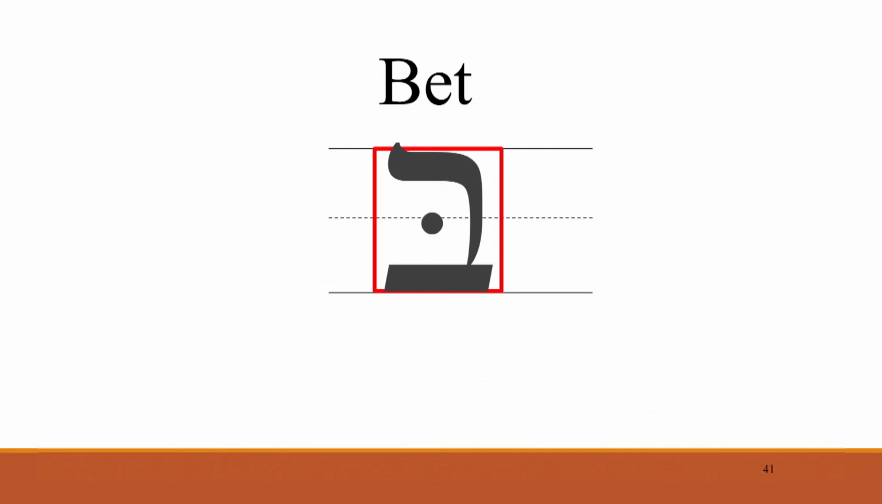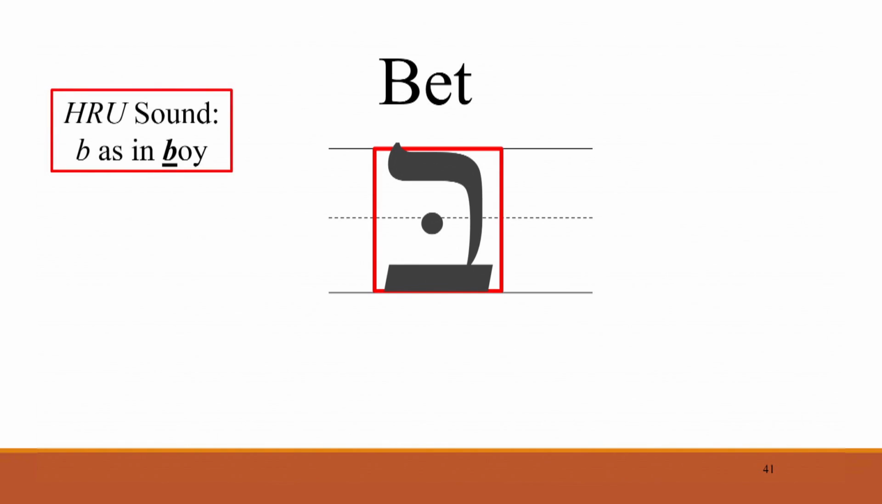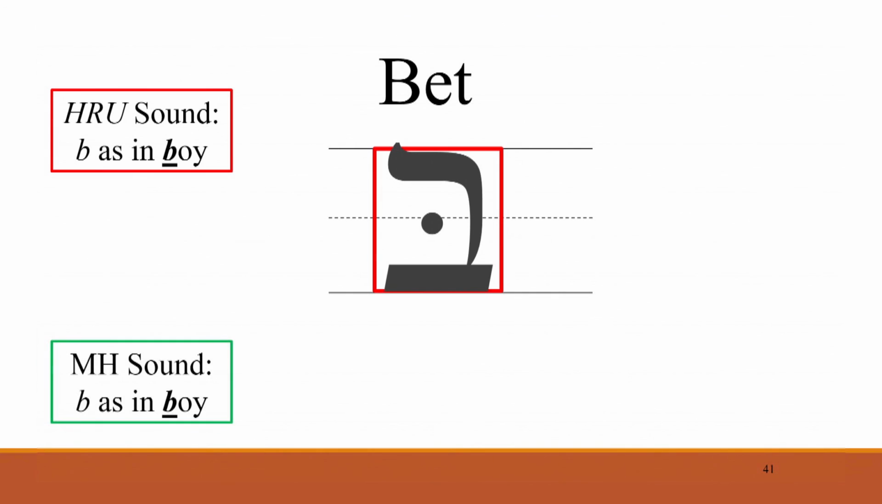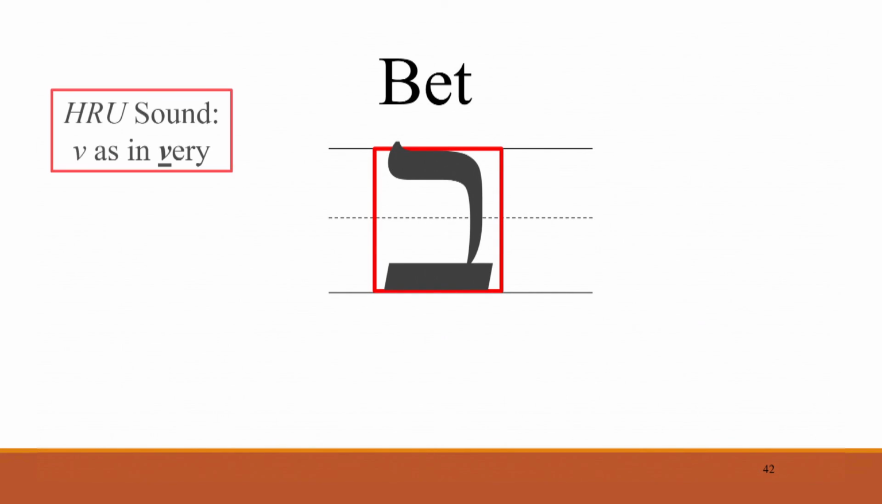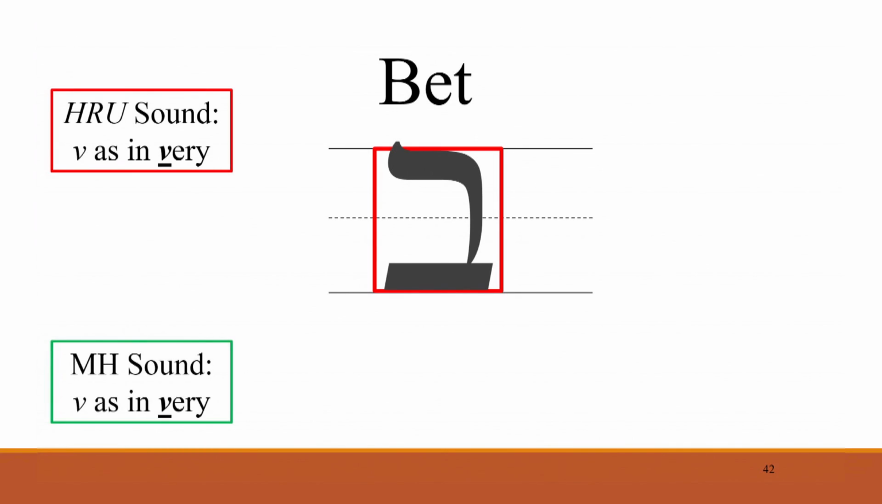So, bet with the dagesh makes the sound b, as in boy. And this is true also for modern Hebrew. Here's bet without the dagesh. And it makes the sound v, as in very. And once again, this is also true in modern Hebrew. So bet with dagesh is b. Bet without dagesh is v.